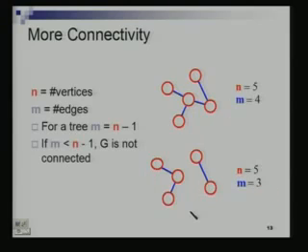Okay. So, let me ask you a question. Suppose I have a graph on n vertices and it has n minus k edges. How many connected components do you think it has?